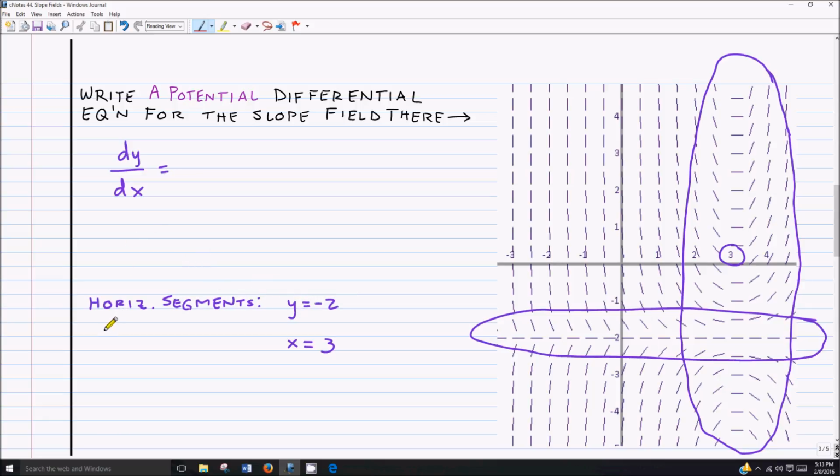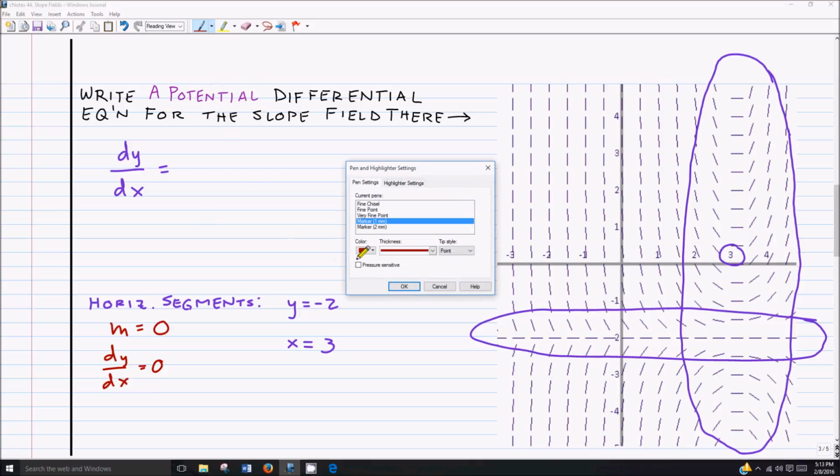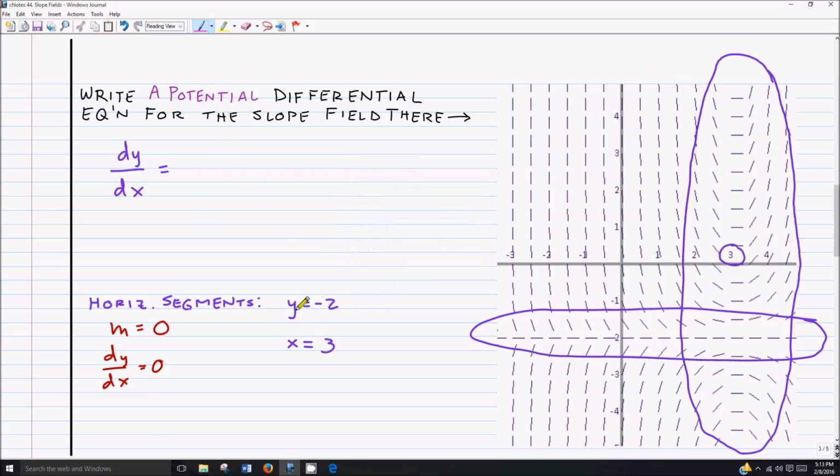Well, we know that horizontal segments happen when the slope is 0. In other words, these are the places where dy/dx equals 0. So looking over there, if the differential equation has to be 0 at y equals negative 2, that should tell us that there must be a factor of y plus 2 in the differential equation. Like the rate of change has to be proportional to y plus 2. That way when we plug in y equals negative 2, it ends up being equal to 0. That tells me that right up here in our differential equation, we need a y plus 2.